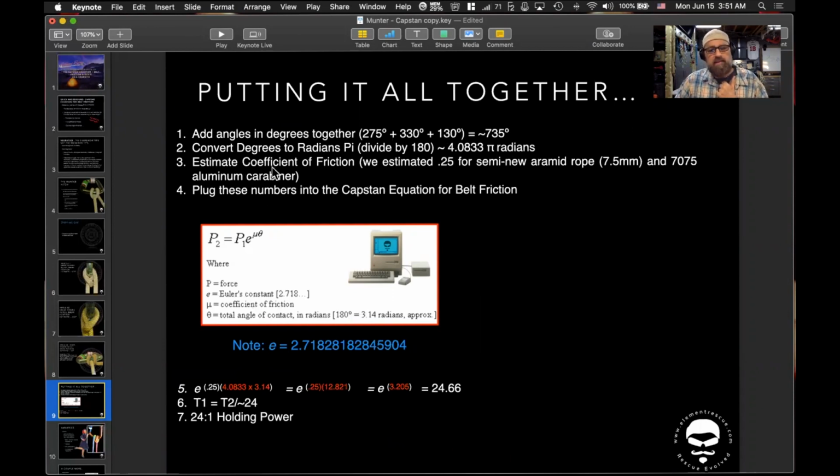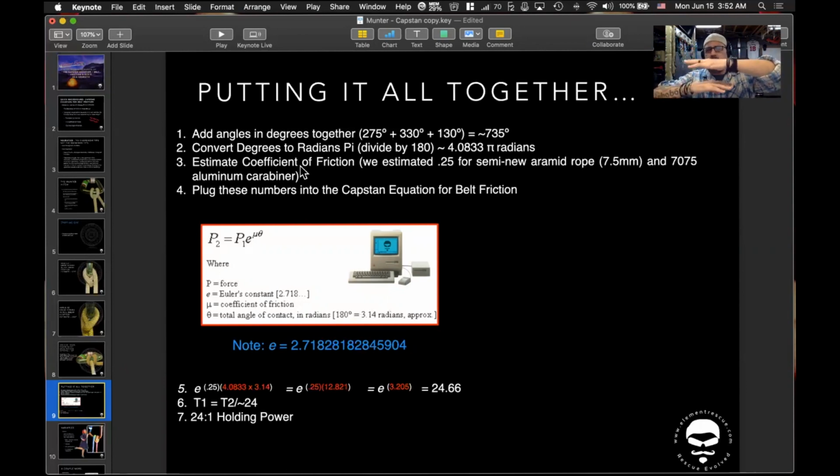The next one is estimating the coefficient of friction. There's a lot of cheating that goes into this, and it always is really an estimate. For the most part, when we look at aramids of semi-new ropes, we're looking at about a 0.25 coefficient of friction. Remember, a coefficient of friction is how easily a material slides across another material. For context, 0.25 is a pretty low coefficient of friction.